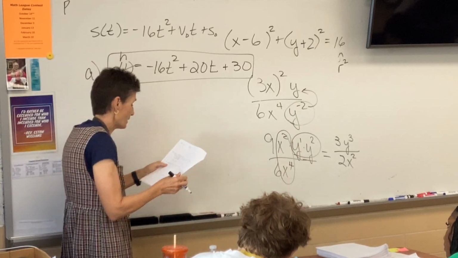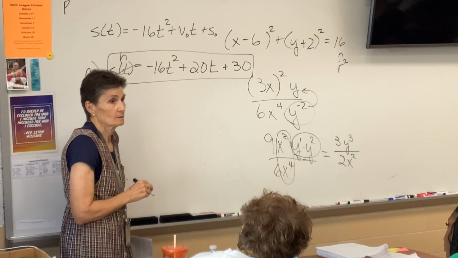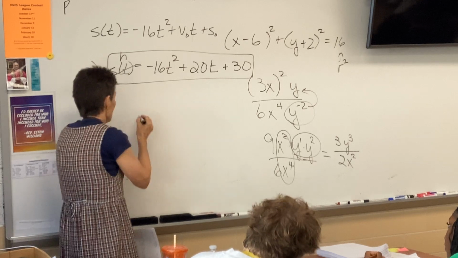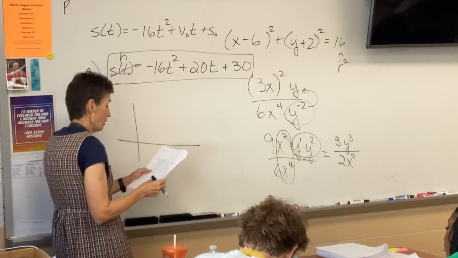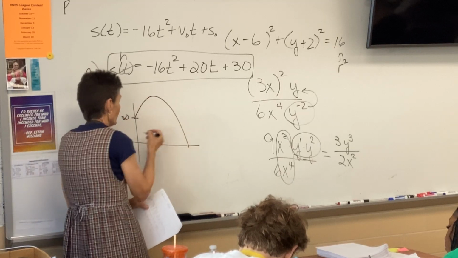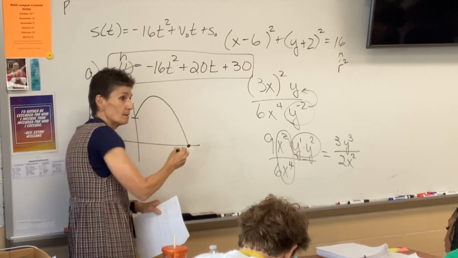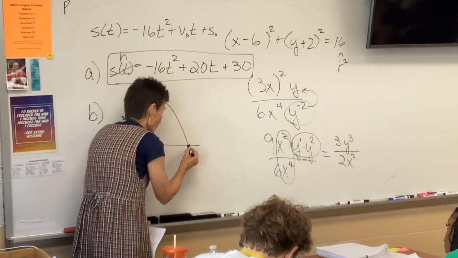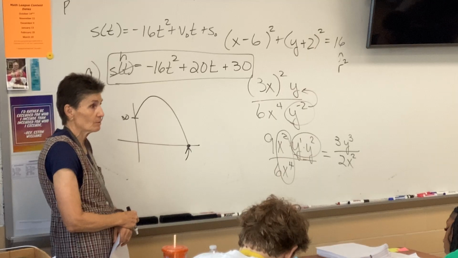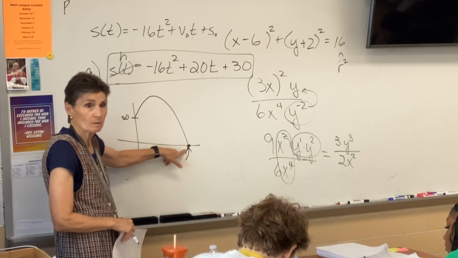Alright, so that's A. B, when does the ball hit the ground? I want you to think about that for a second. This ball got thrown off the top of a building 30 feet tall, so it looks like this. Here I am on top of the building, I throw the ball up, and eventually it's going to come down and hit the ground. That is what I want to know. Can I use my calculator to help me find that point? I sure can.